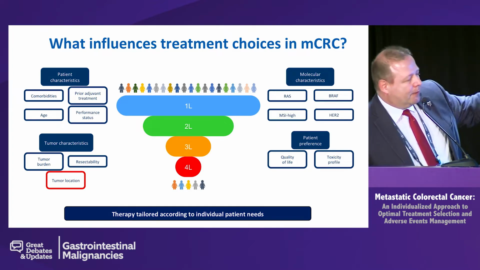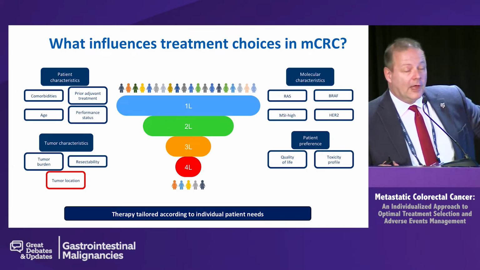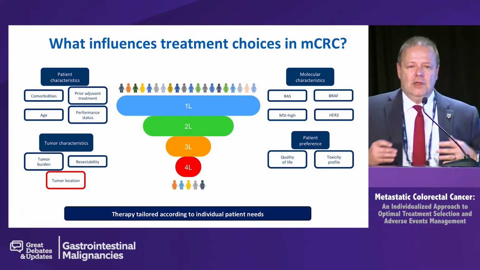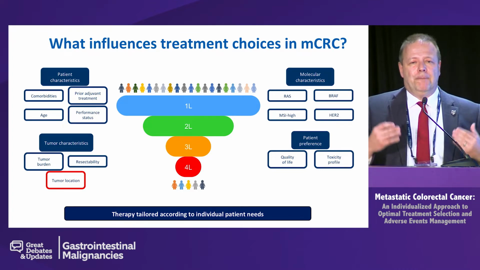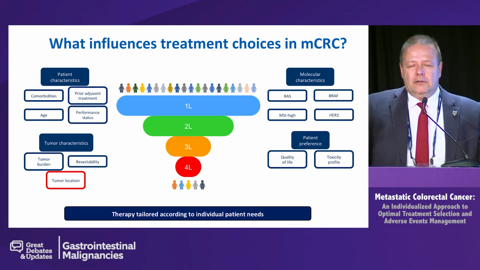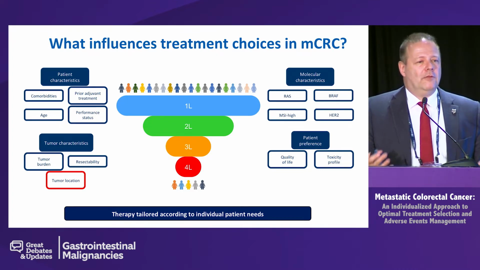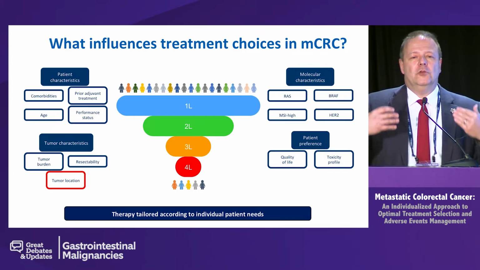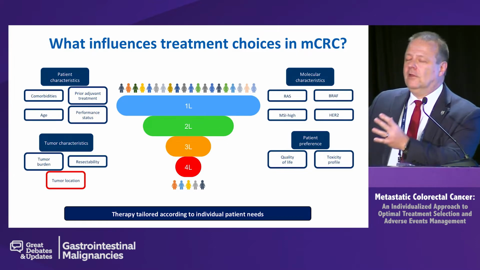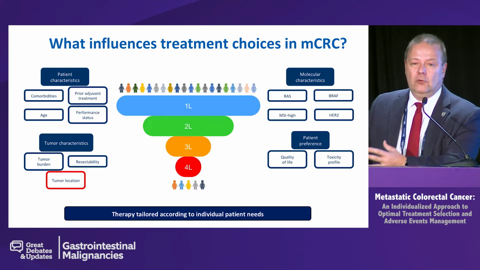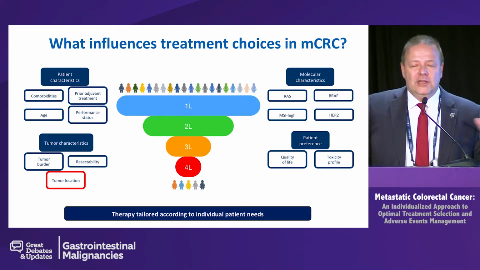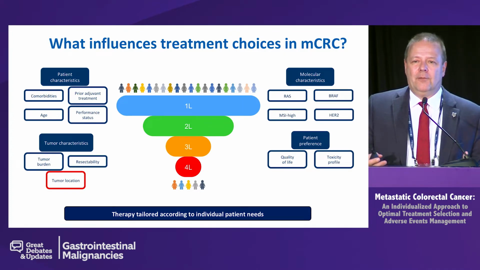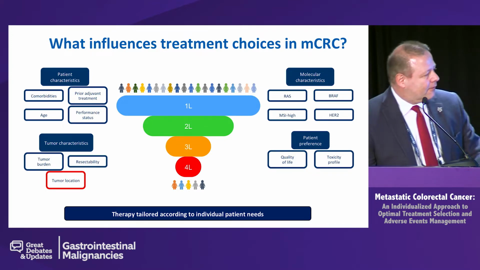But then there are factors: patient characteristics, tumor characteristics, sidedness, and patient preference. And the goal is to really identify the best treatment approach, summarizing all of these factors. And some of them we do intuitively. We treat younger patients differently than older patients. This is not ageism. It's just reality. Tolerability of treatments is different.